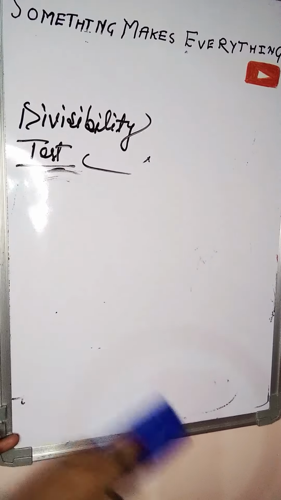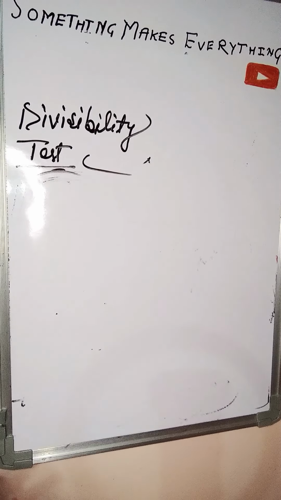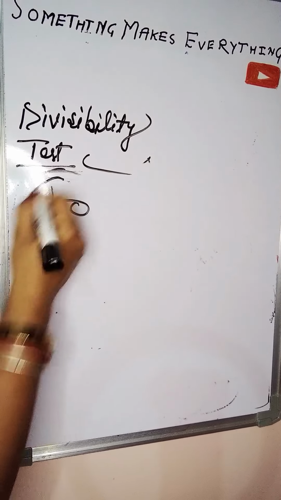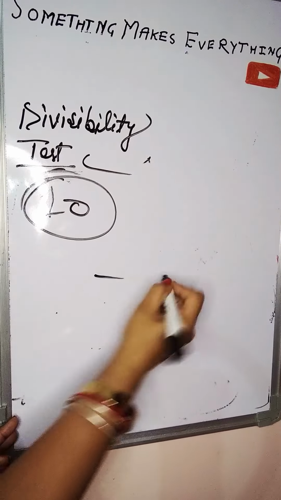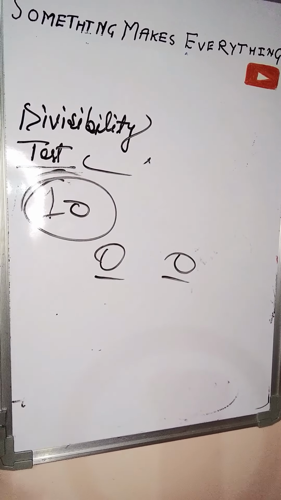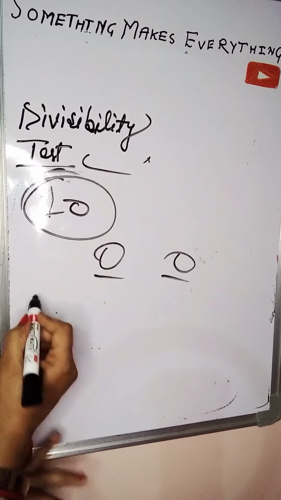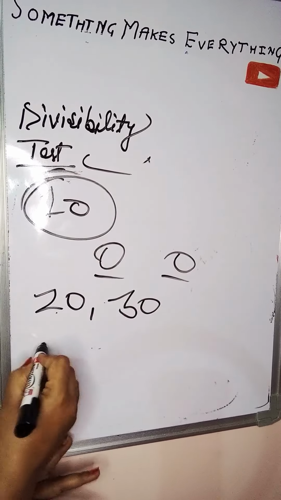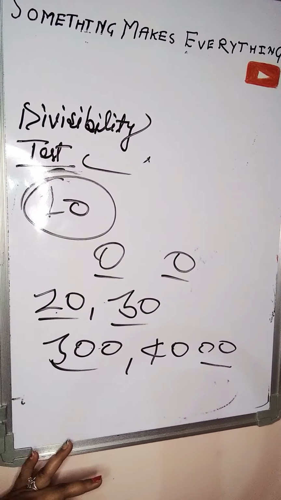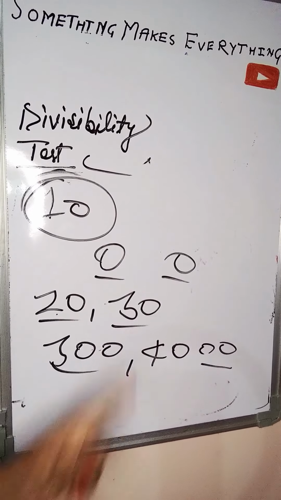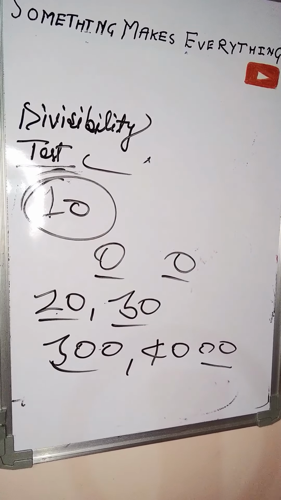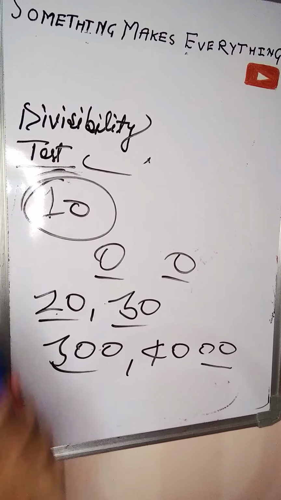Now we have the number 10, after numbers 7, 8, and 9. 10 is the simplest one. At the end of a number, there has to be a 0. So that you can easily see the number is completely divisible by 10. 20, 30, 300, 400, they all are completely divisible by 10. So with the help of the unit place, 0 should be there. You can just say that the number is satisfying the divisibility test here.